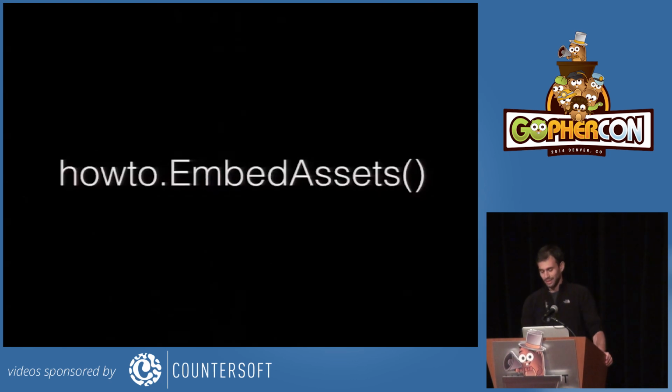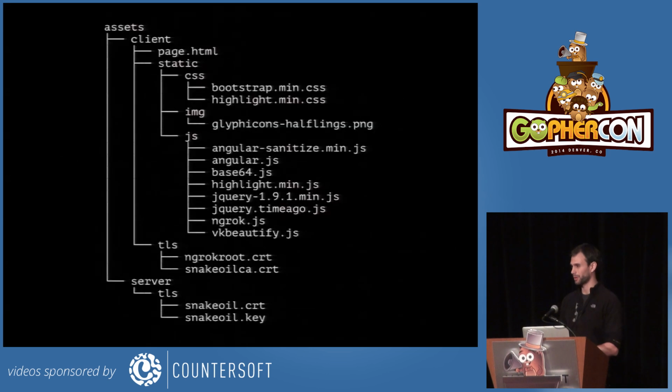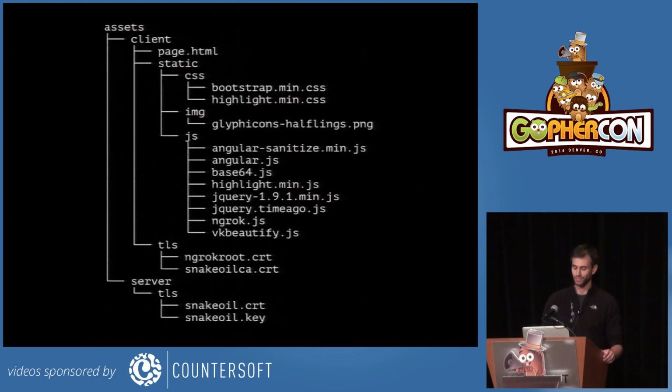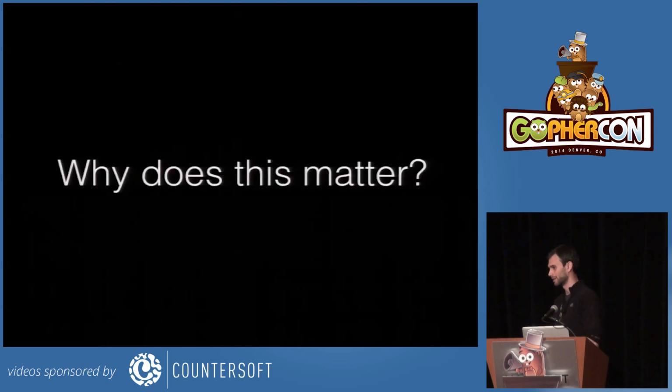All right. So I want to talk about how you embed assets into your Go programs. This is a problem that most of you probably don't have. So what do I mean by assets first? This is what I mean by assets. If you have a website, it's all of your static files and things like that, templates and CSS and stuff like that. And you're like, why do I care about this, right? Why does this matter?